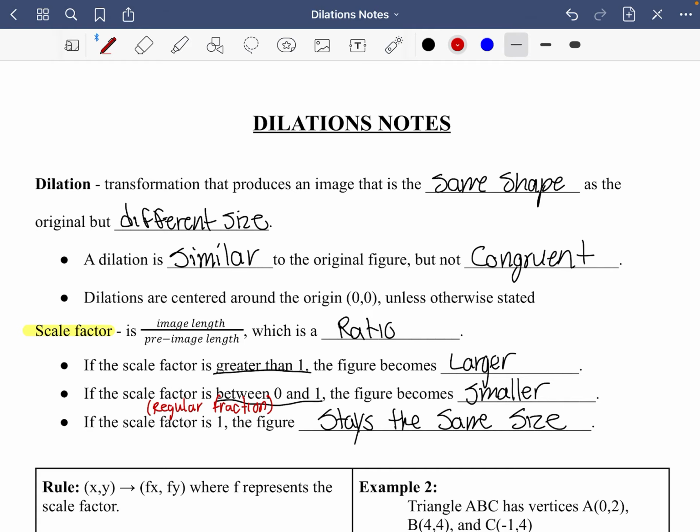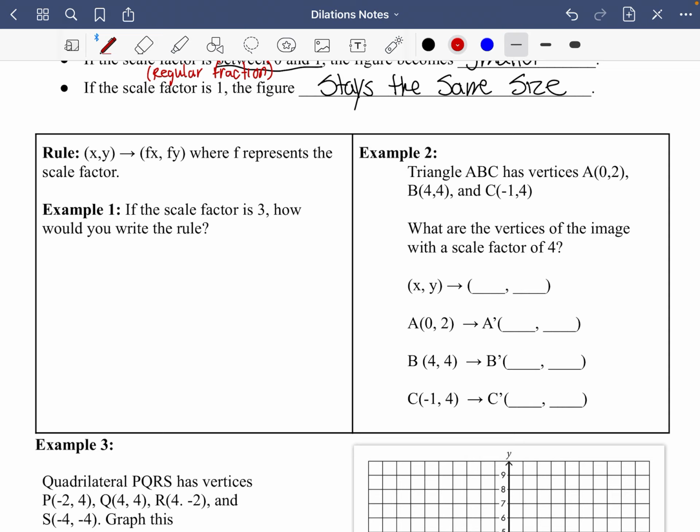Now, as we move into our actual examples, the first example we're going to discuss deals with the rule. The rule states that if we have (x, y), which is the point that they give us, we're going to take f·x and f·y. The f represents the scale factor. That's a symbol that we use to represent scale factor.